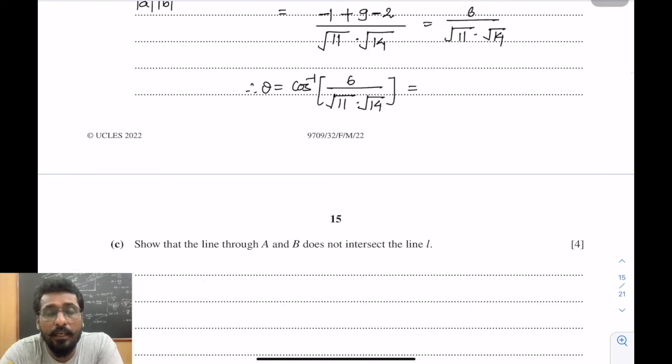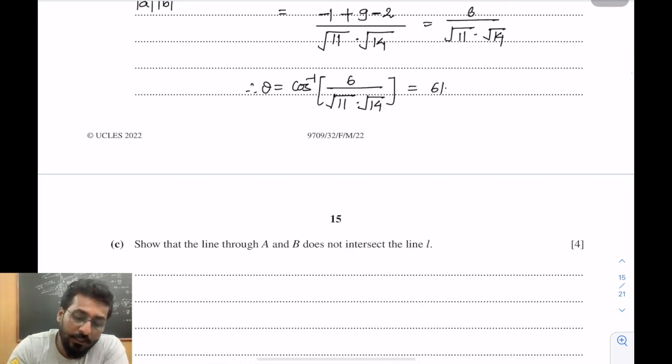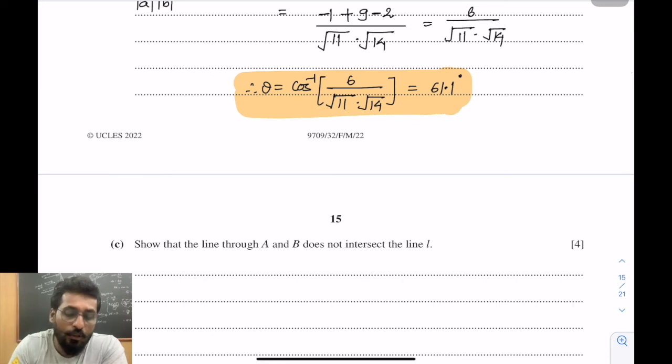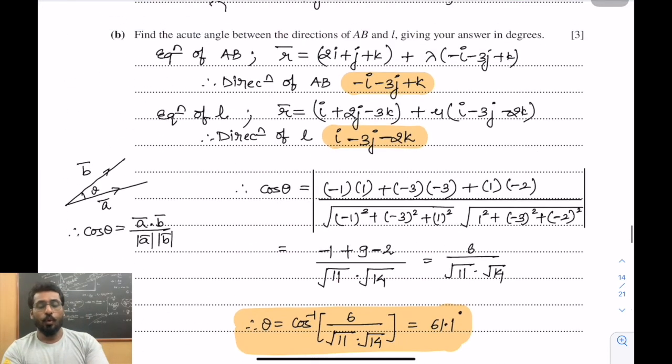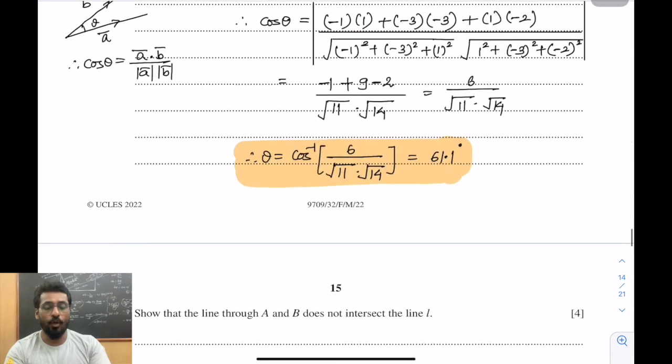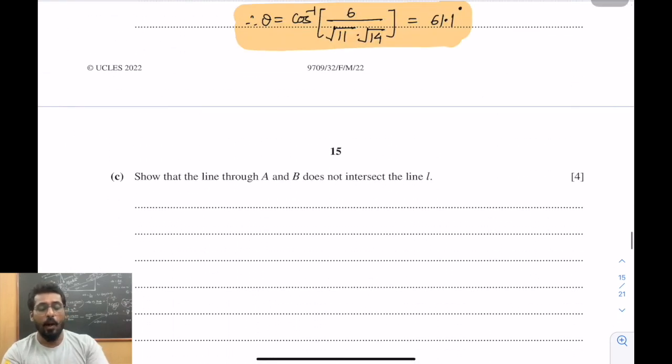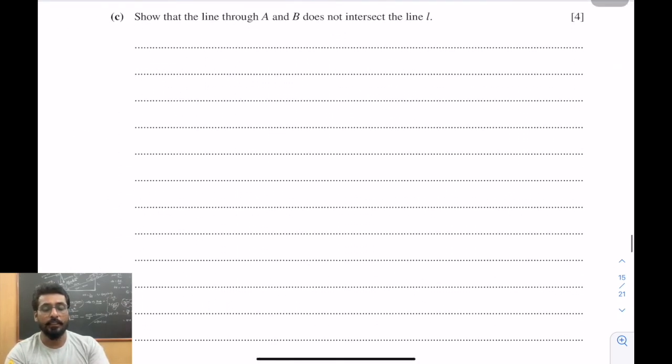You remember the instructions which were given on the first page. The instructions clearly say that whenever you are going to find an angle, it should be to one decimal place. So 61.086 can be written as 61.1 degrees. That's my answer, students. This is your answer. You got it? So that completes your part B as well. Now it's time for us to go to part C.